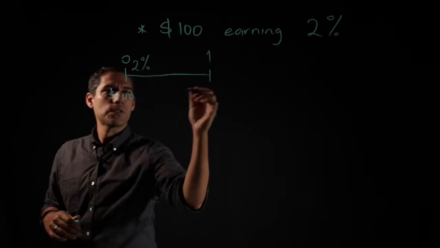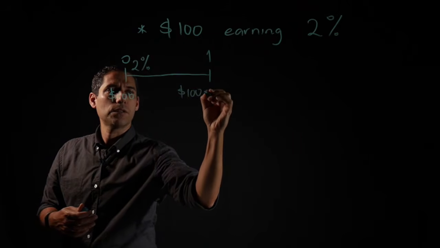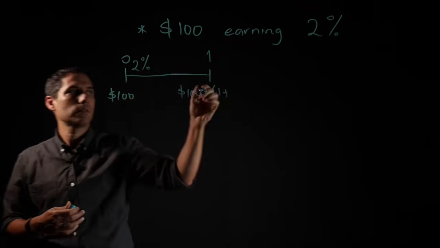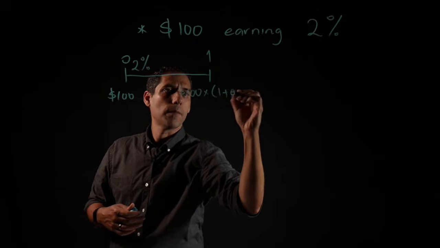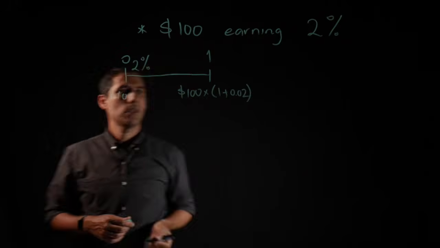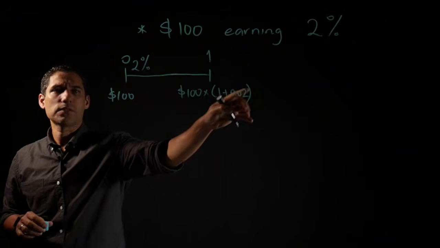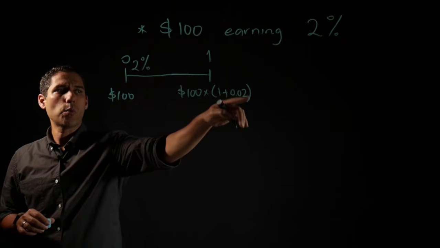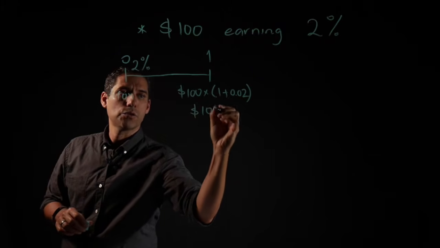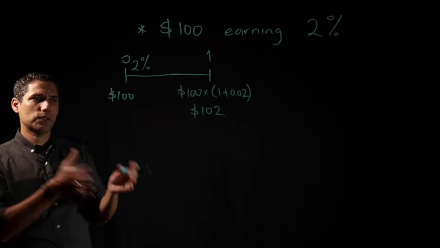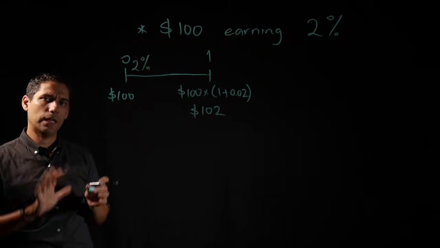And the way we calculate this is, in 1 year, we're going to have $100 times 1 plus the interest rate, converted from percentage to decimal when we are doing our calculations. So this is how much we're going to have in the account, right? $100 times 1 plus the interest rate, 0.02. So 1.02 times 100. So we're going to have $102.